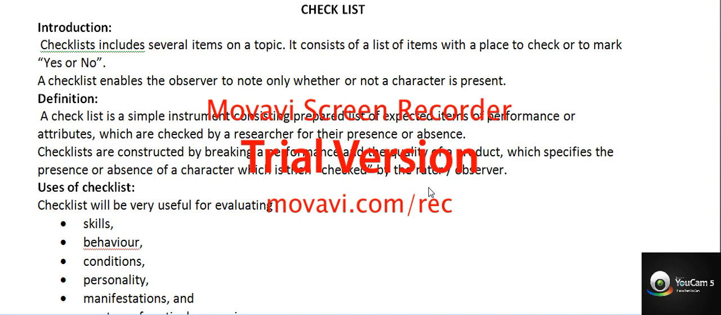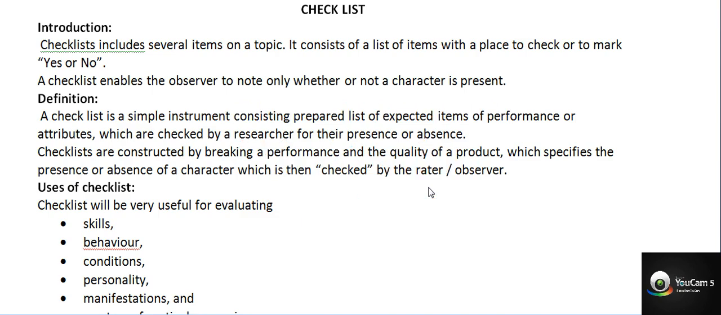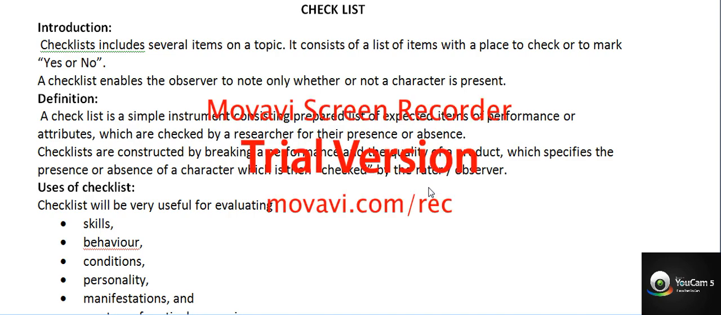For an observation method, we need data collection instruments like checklist, rating scale, diaries, or anecdotes. Without those things we cannot get information during observation. The best two instruments used in the observation data collection method are checklist and rating scale. Today we will discuss them.